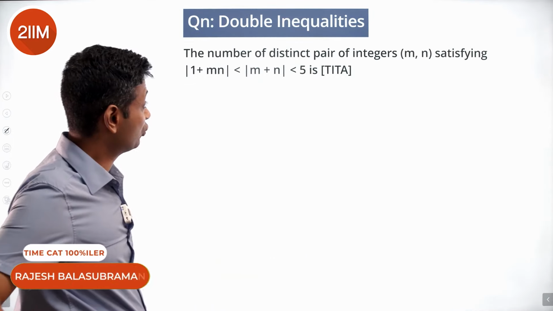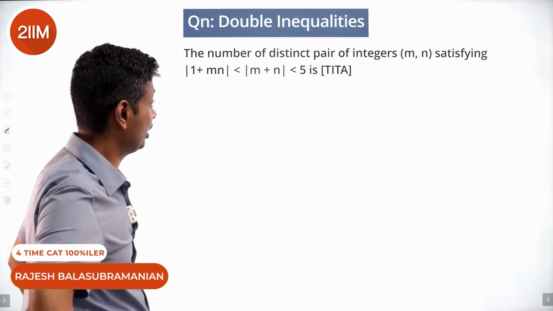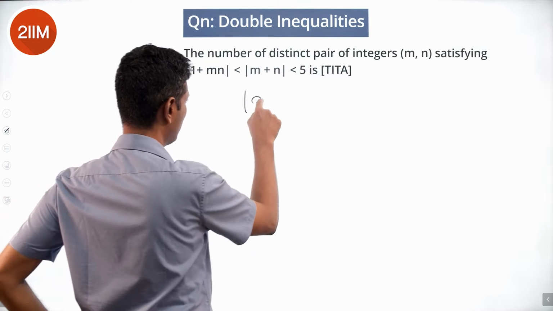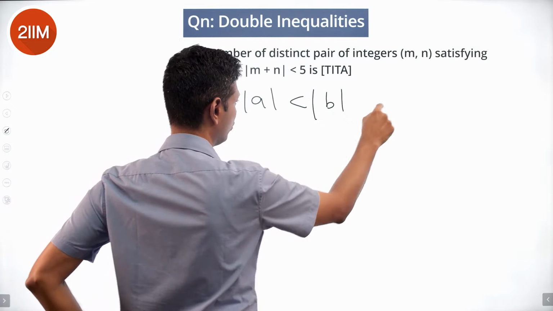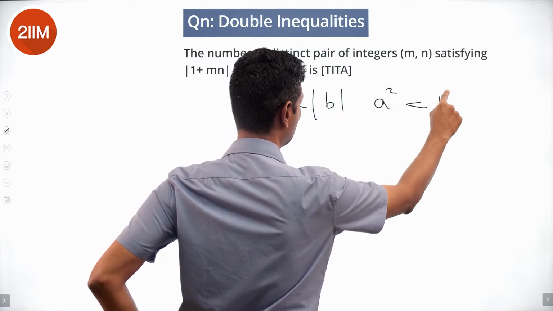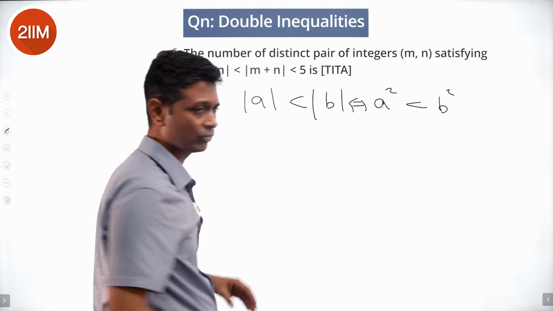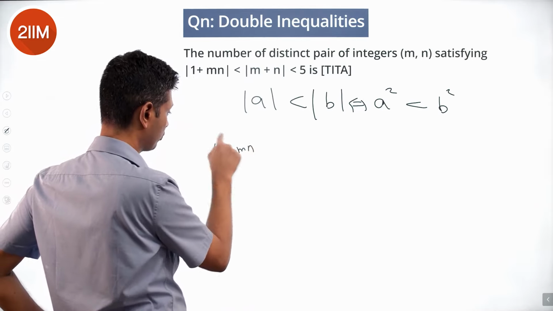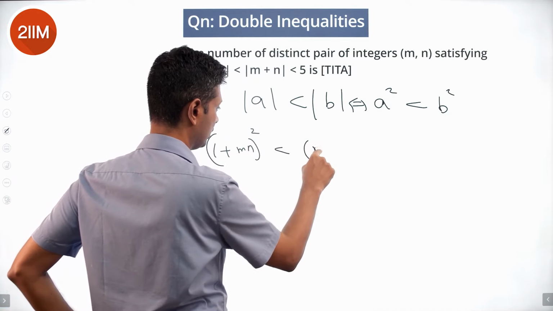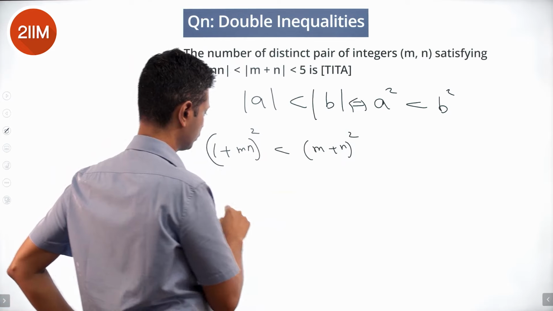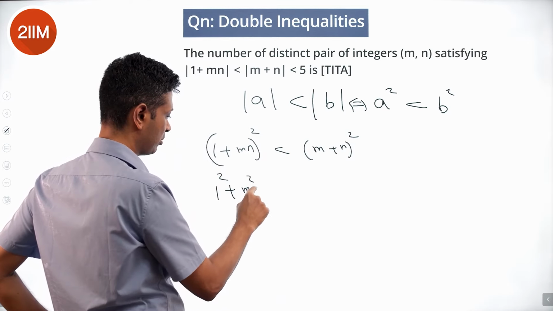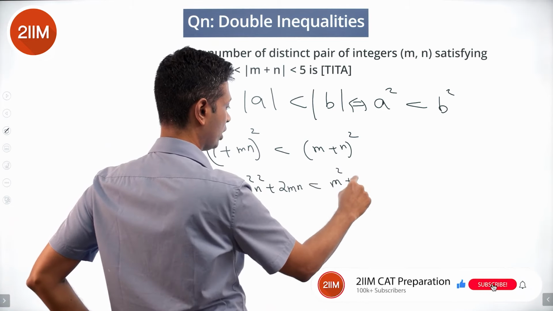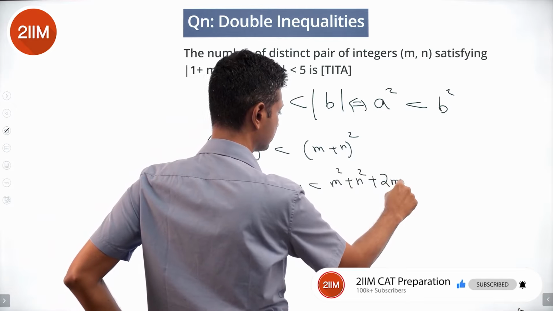The number of distinct pairs of integers m, n satisfying this inequality. Wonderful, wonderful question. I really struggled with this one. First thing to know is mod a less than mod b, same as saying a square less than b square. One implies the other. That's the first step to do. That means we can say 1 plus mn the whole square is less than m plus n the whole square. Or 1 square plus m square n square plus 2mn is less than m square plus n square plus 2mn.